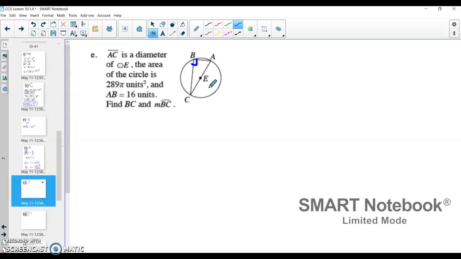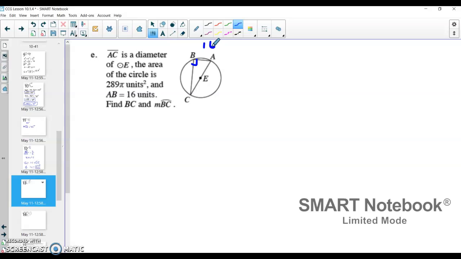Now I have a 90-degree triangle. I know AB is 16, and I know it's a right angle. To figure out the length of AC, I can figure out the radius and then multiply the radius by 2 to get the diameter.